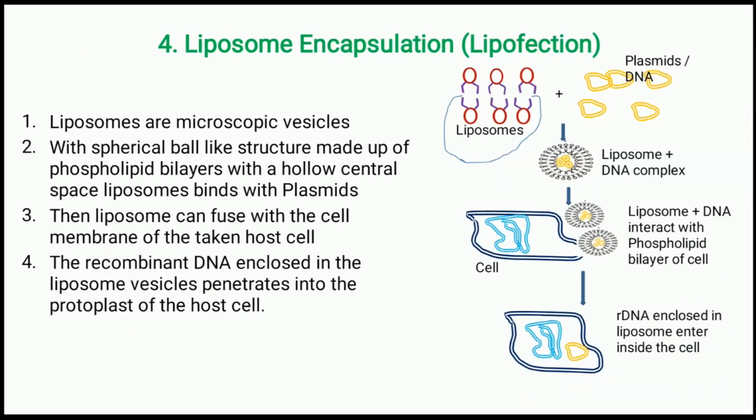The next method is liposome encapsulation, otherwise known as lipofection. The liposomes have the structure of a phospholipid bilayer. When liposomes mix with plasmid DNA, the plasmid DNA is adhered to or encapsulated by lipofectamine molecules. Then these lipofectamine molecules are incubated along with the animal cells or mammalian cells or protoplast cells. The lipofectamine interacts with phospholipid bilayers and adheres to them, and the external recombinant DNA enters inside the host cell.